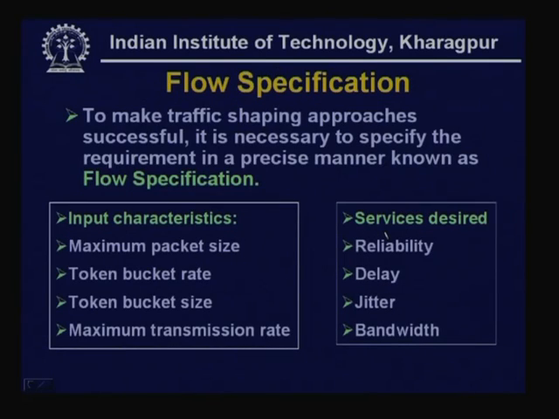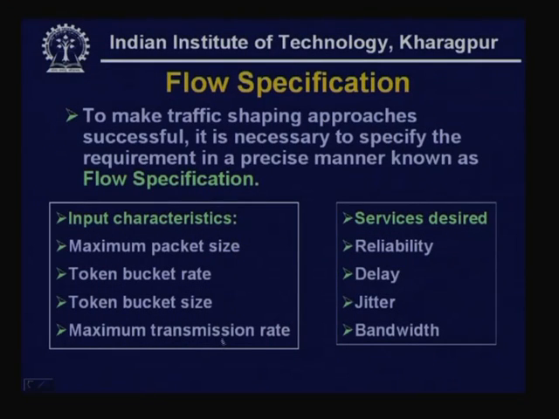Now, to make the traffic shaping approaches successful, it is necessary to specify the requirement in a precise manner known as flow specification. That means the traffic shaping can be done very effectively if the flow specification is provided by the source node in a proper manner and its requirement is specified in a proper manner. What are the things to be specified? Let us see. First one is input characteristics, that means the maximum packet size in terms of maybe kilobits or megabits, whatever it may be. Then the token bucket rate, it can be say megabit per second.